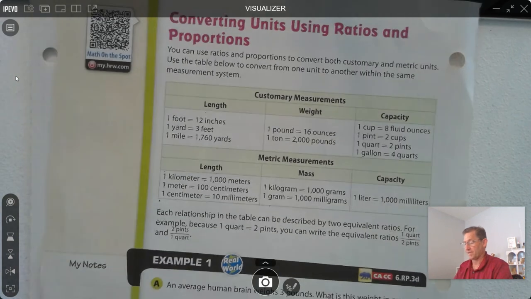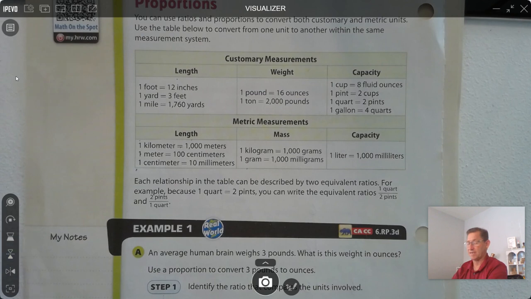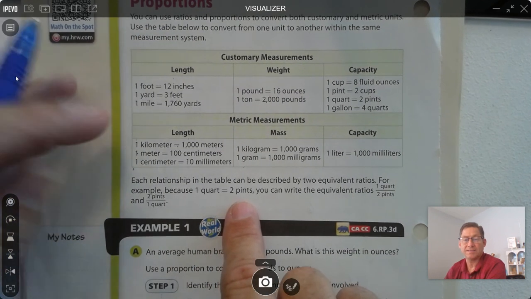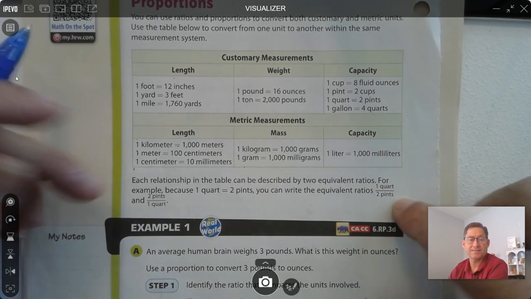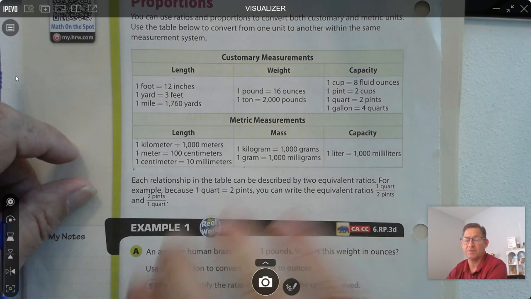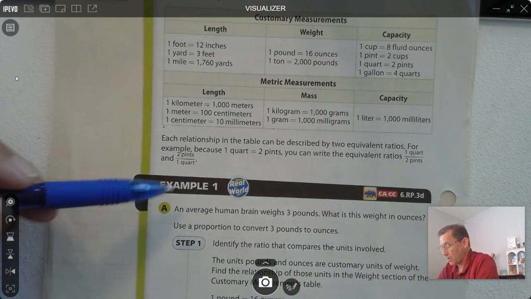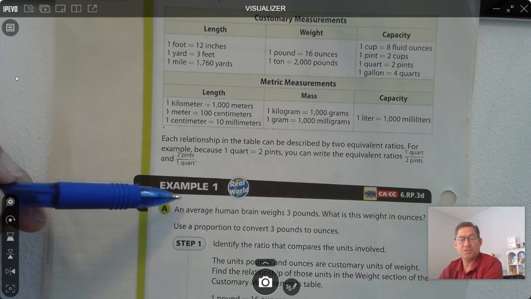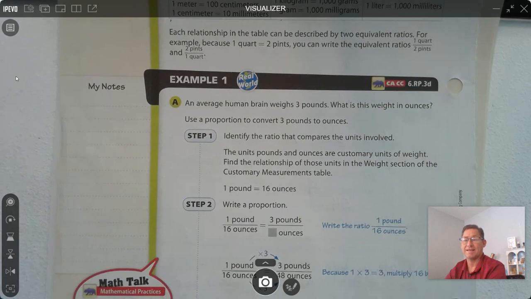Okay, so each relationship in the table can be described by 2 equivalent ratios. For example, 1 quart is 2 pints. So we can write the equivalent ratios as 1 quart to 2 pints, or we can write 2 pints to 1 quart. They're equivalent, right? It's the same thing. All right, example 1. An average human brain weighs 3 pounds. What is that weight in ounces?